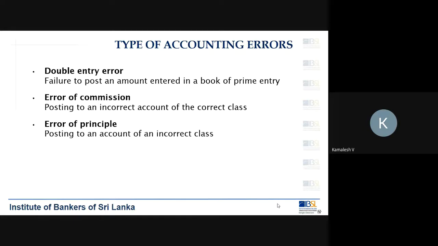The third one is slightly different to the earlier one. Error of principle. What do you mean by that? Posting to an account of an incorrect class. Incorrect class. That is a very fundamental mistake. Right? Let's say an example like this.